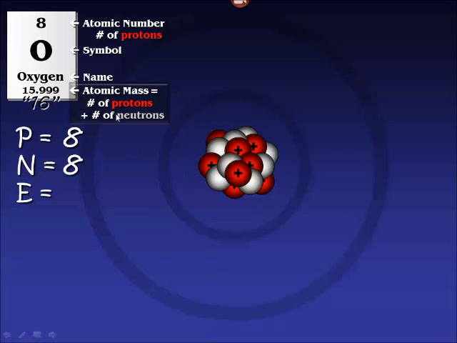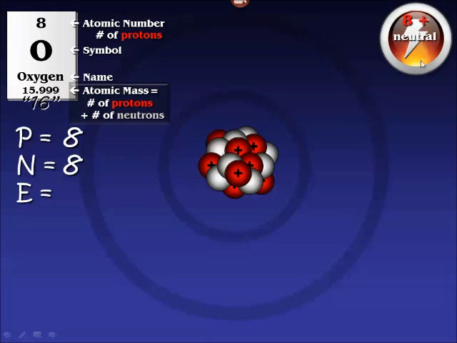What do we do for electrons? Well, this is a neutral atom. We're just going to assume that it's neutral unless we are told otherwise. And we have 8 positives, so we need to balance that out with 8 negatives. And those will create a neutral atom. 8 negatives means we've got 8 electrons.